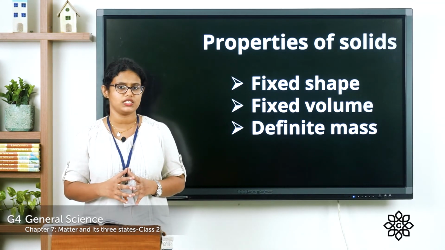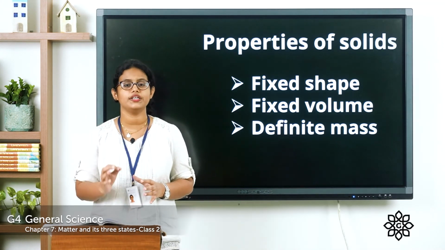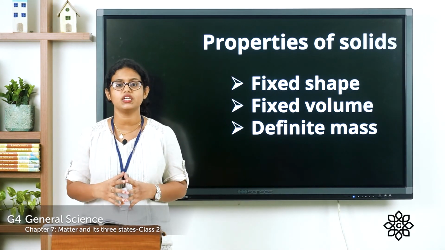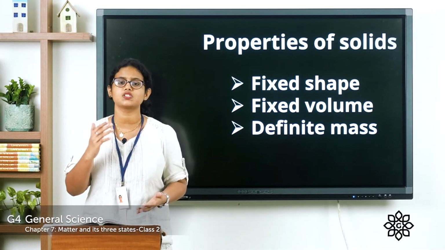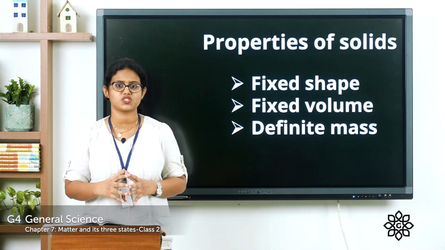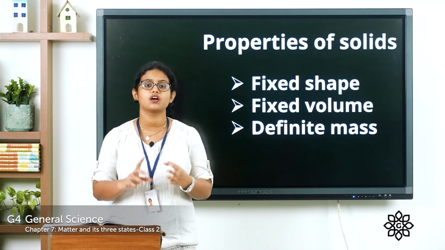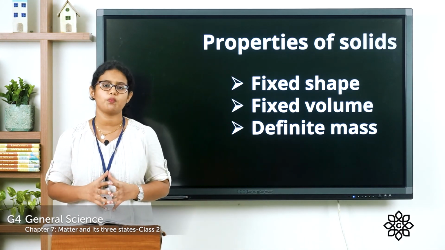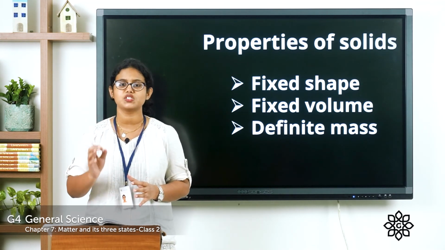The last property is definite mass. Solids have definite mass, which means it has weight, and its mass is measured in kilograms. A small amount of mass is measured in grams or milligrams. So which are the three properties of solids? The first one is fixed shape, then fixed volume, and a fixed or definite mass. These are some of the properties of solids. So this is about the first state of matter, that is solids.